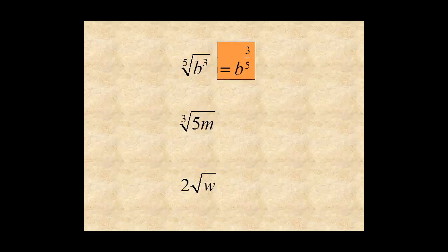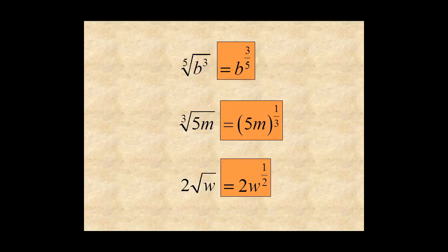For the second example, the exponent applies to both factors in the radicand, so it's 5m to the power of 1 over 3. For the third example, the exponent applies only to the variable, so it's 2 times w to the 1/2.